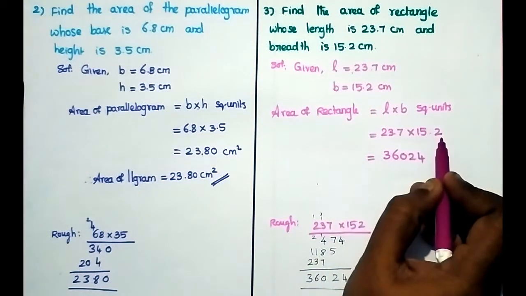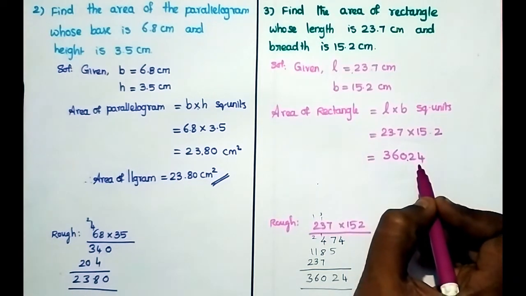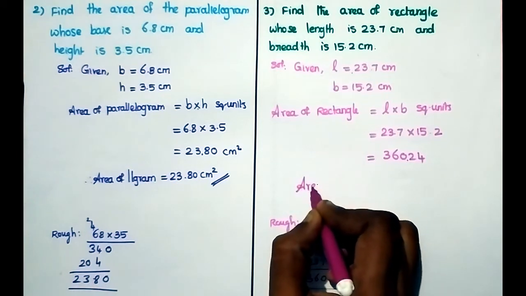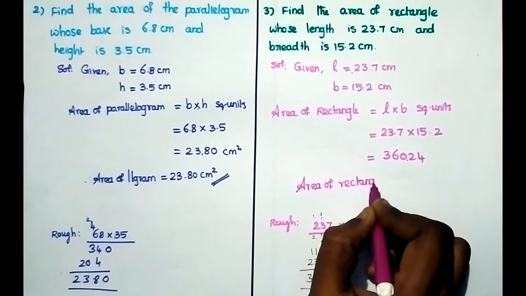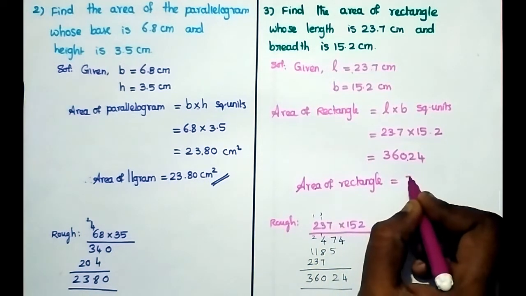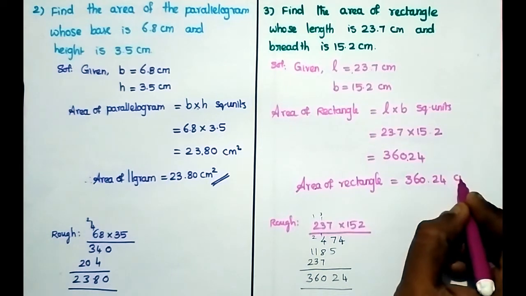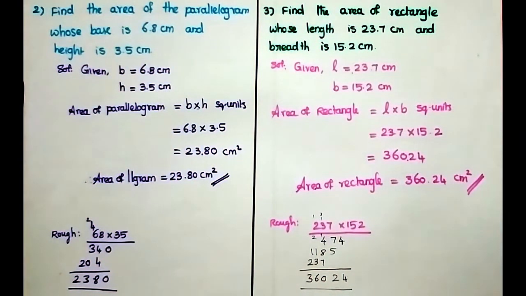Here one digit, here one digit. So before 2 digits we have to keep the point. So 360.24. So area of rectangle is equal to 360.24 centimeter square. That is the answer.